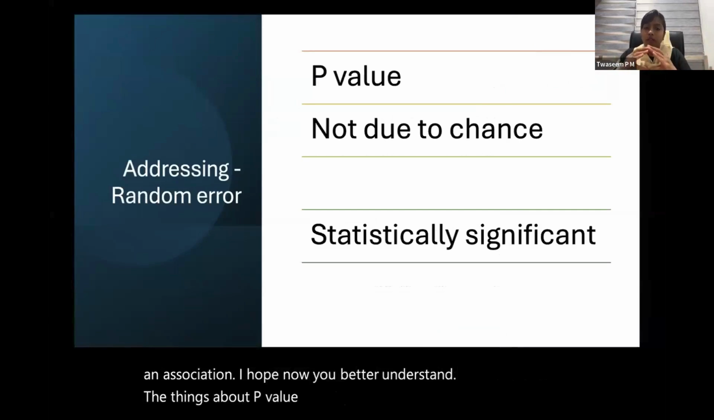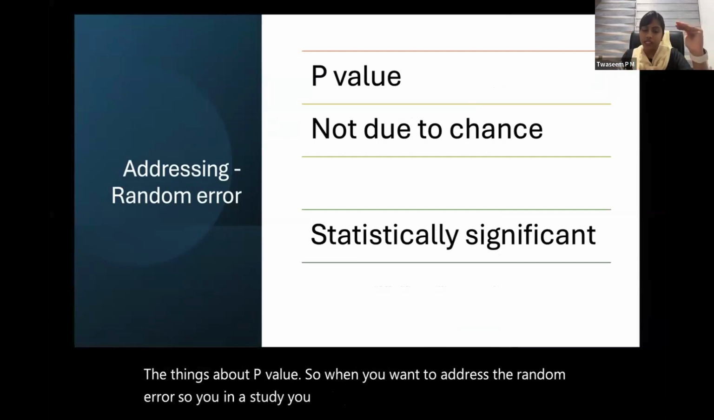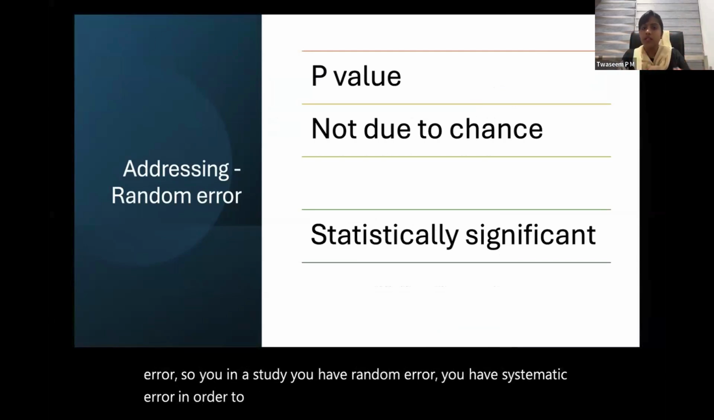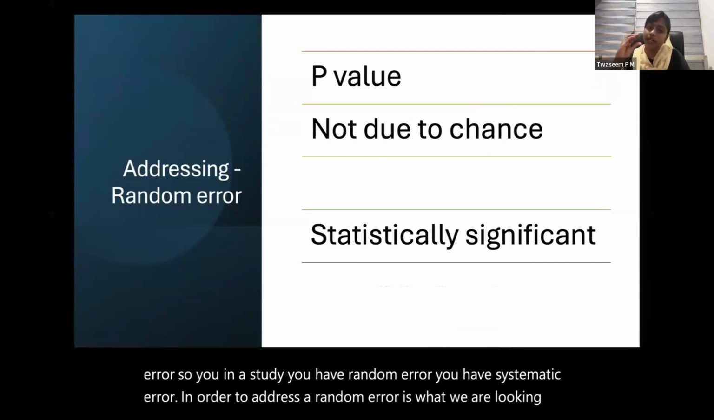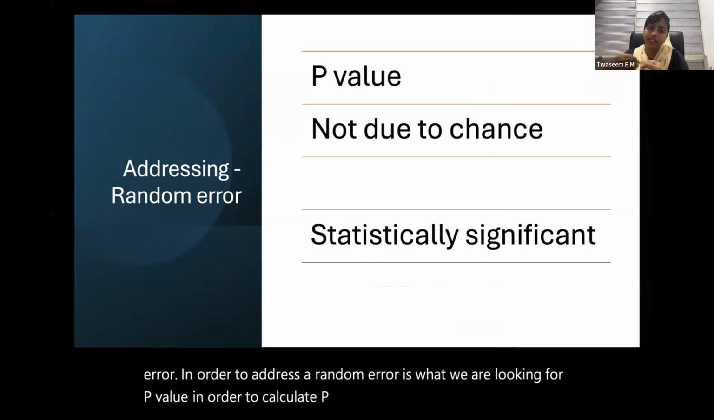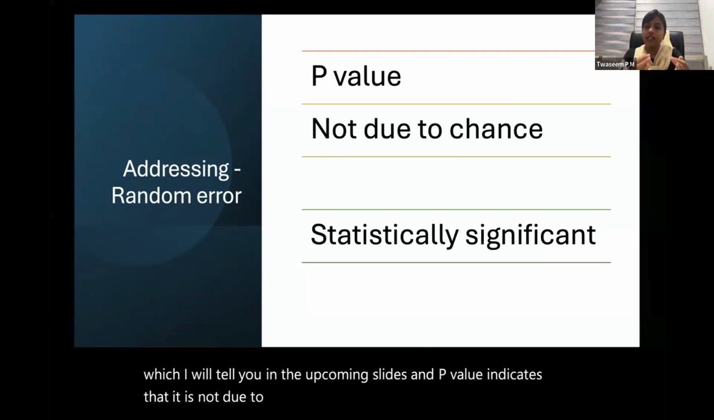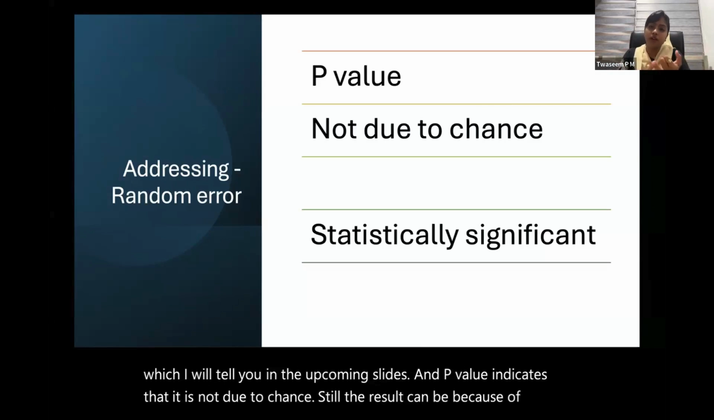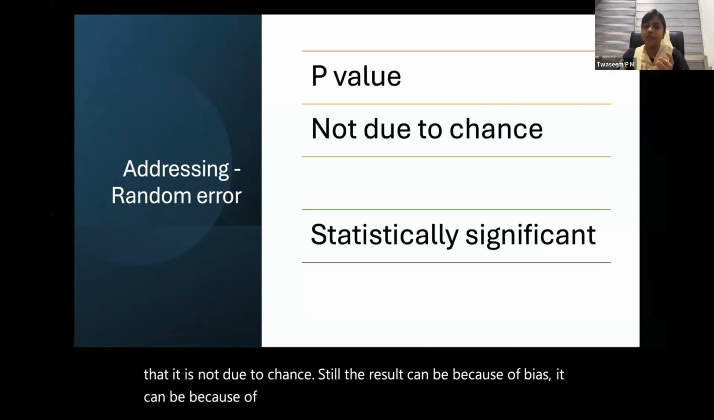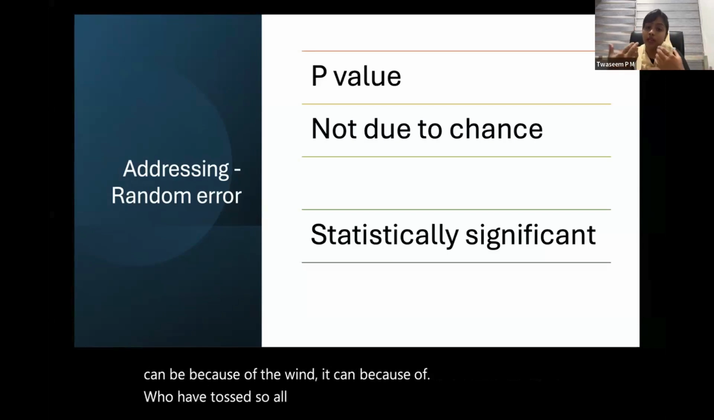When you want to address the random error, so in a study you have random error and you have systematic error, in order to address the random error, what we are looking for is the p-value. In order to calculate p-value, you need a statistical test, which I'll tell you in the upcoming slides. And p-value indicates that it's not due to chance. Still, the result can be because of bias. It can be because of confounding. In the tossing the coin example, it can be because of the wind, it can be because of the person who has tossed. So all these factors you need to again address while evaluating a study.